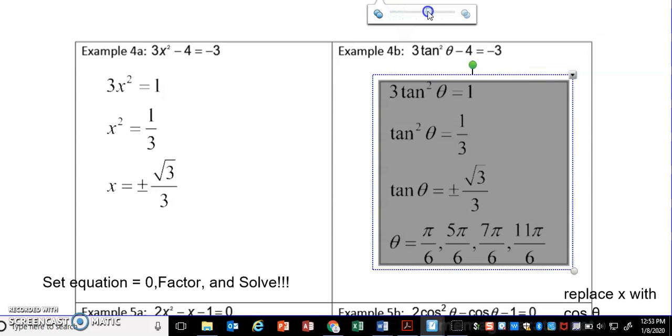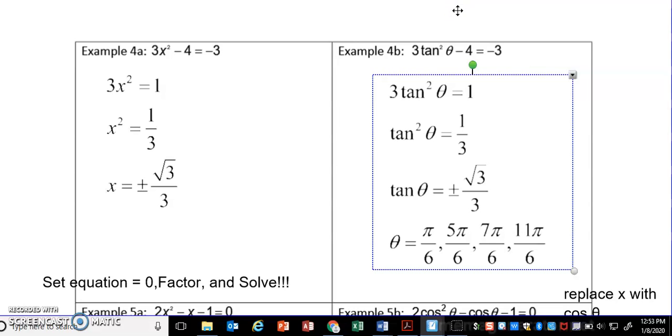So working, you should get all of the angles in the pi over 6 family because it is plus or minus.